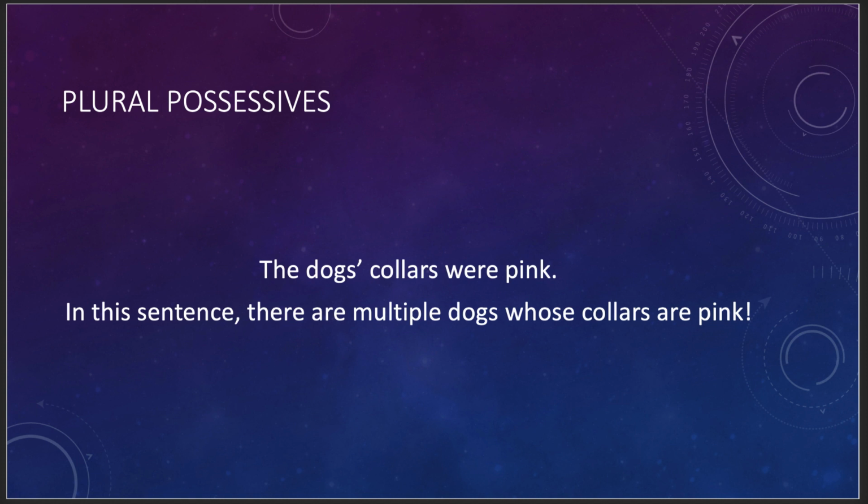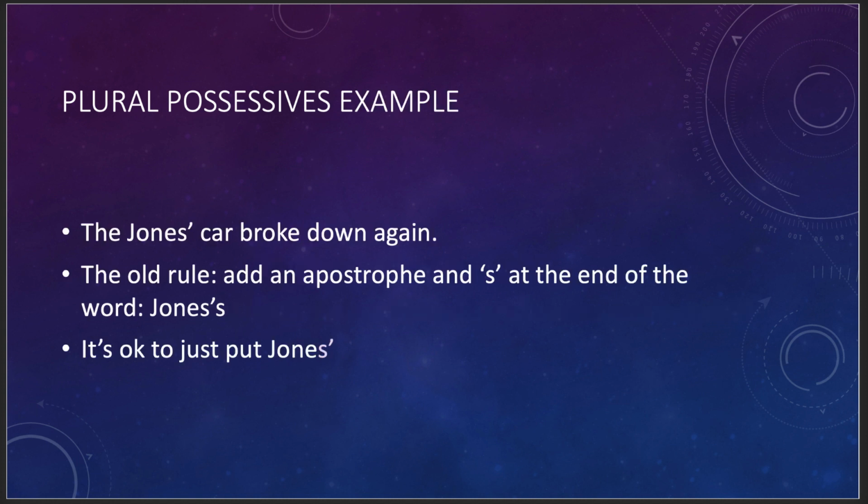The dogs' collars were pink. In this sentence, there are multiple dogs whose collars are pink, so we would just add the apostrophe at the end of the S. How about another one? The Joneses' car broke down again. So the old rule, the old way we used to write this would be to add an additional S at the end of the apostrophe. So Joneses, it's okay to just put the apostrophe and nothing else.